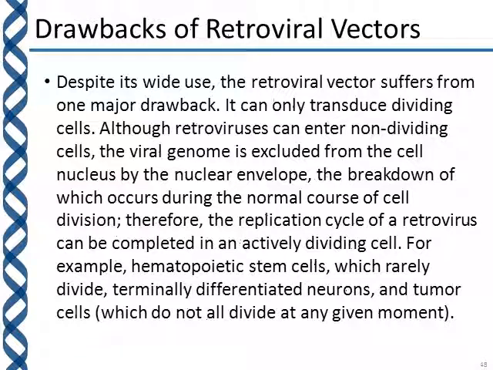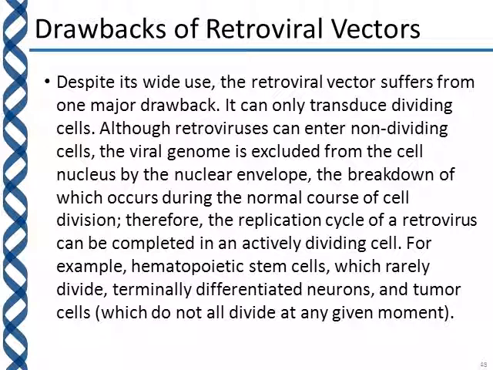However, there are some drawbacks to retroviral vectors. Despite their wide use, retroviral vectors suffer from one major drawback. They can only transduce dividing cells. Although retroviruses can enter non-dividing cells, the viral genome is excluded from the cell nucleus by the nuclear envelope, the breakdown of which occurs during the normal course of cell division. Therefore, the replication cycle of the retrovirus can be completed only in an actively dividing cell.